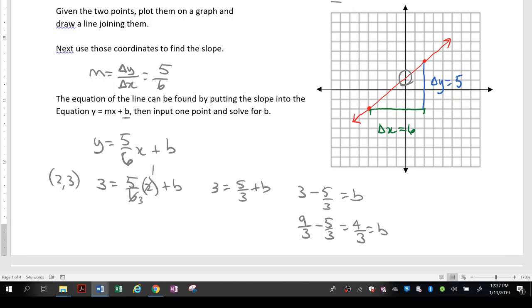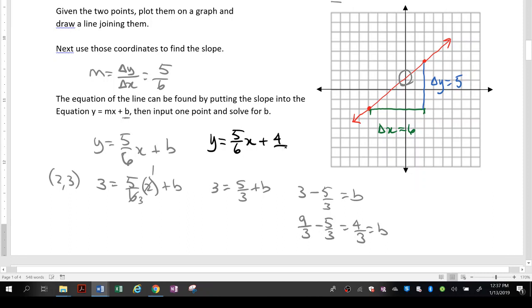So that's our value there for b, and we can plug that into our original equation here. y is equal to 5 over 6x plus 4 over 3. And that is the equation for this line here.